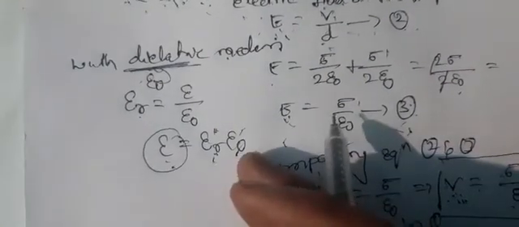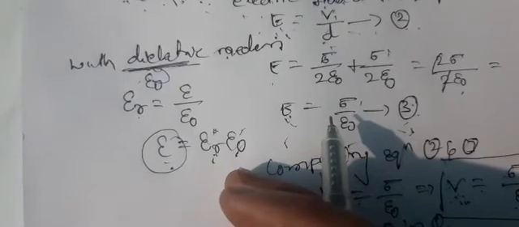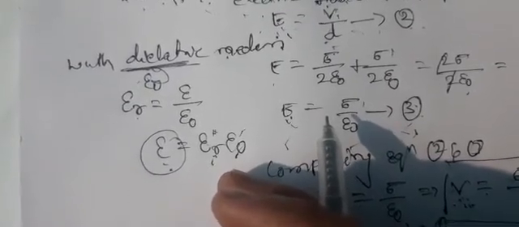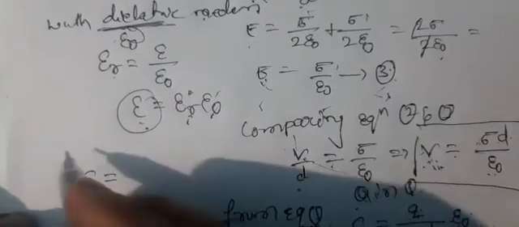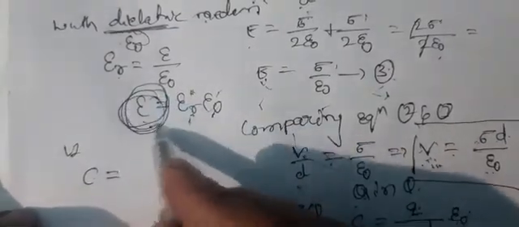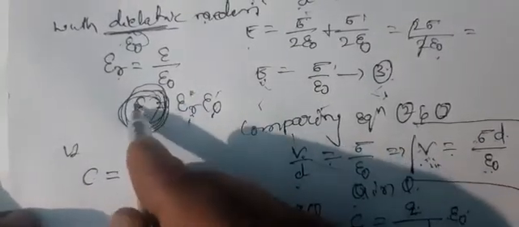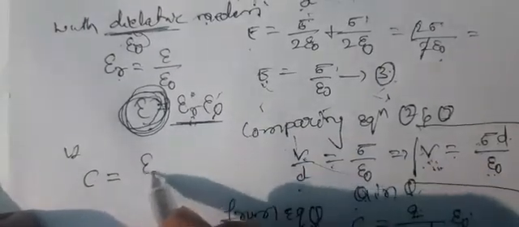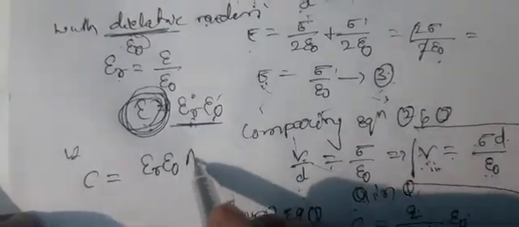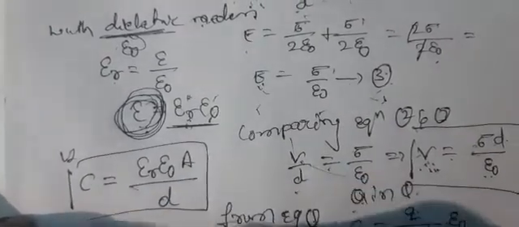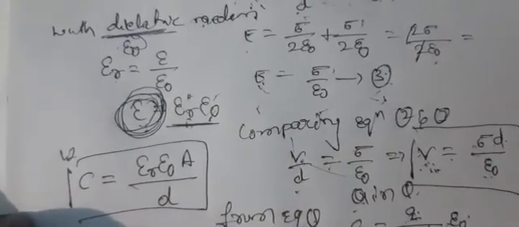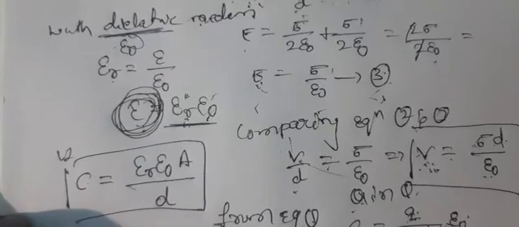My question is, mention the expression for the capacitance of a parallel plate capacitor with dielectric media. Similarly, C is equal to epsilon, that is epsilon r epsilon naught, times the area of each conductor, by the distance between the two metal plates. This is the expression for the capacitance of a parallel plate capacitor with dielectric media.